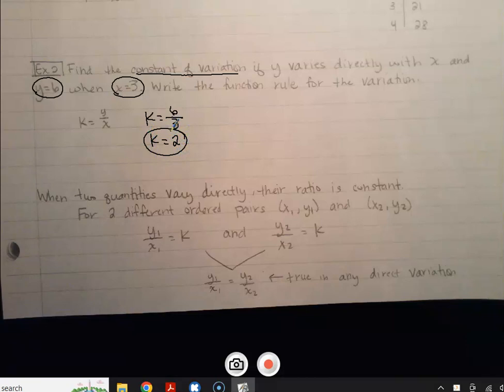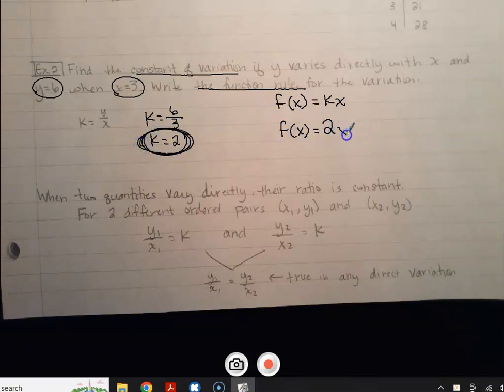Okay, and so now we want to write the function rule. Remember, it's going to be f of x equals k times x. So f of x equals, our k value is 2, so it's going to equal 2 times x. And there you have it. Pretty quick stuff there. All right, let's look at this note here.